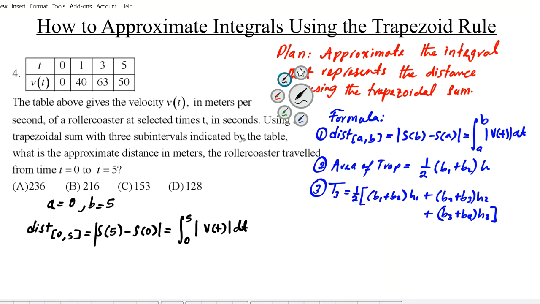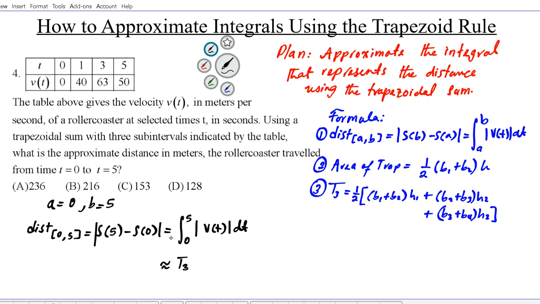So notice in our plan, the first step was to approximate this integral using the trapezoidal sum. So it's going to be approximately T3. Now the thing about this particular problem is you notice that all our v's are positive, so we don't need to consider this absolute value. Had some of them been negative, then we would have to alter the sign when we're looking for the heights. So that's really important to keep in mind. So we don't need to keep the absolute value here.